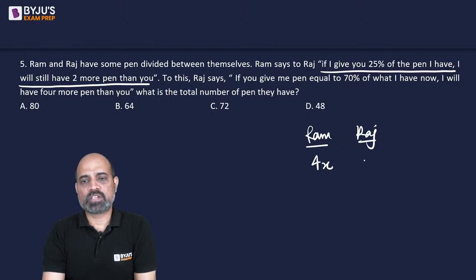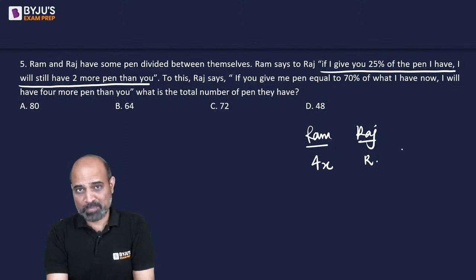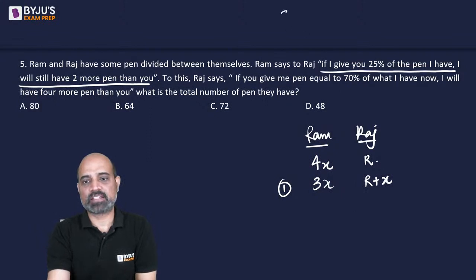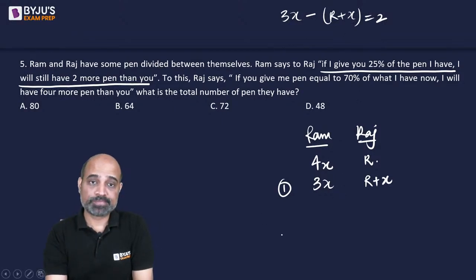And suppose Raj has R pens, because that's the relation we have. Now Ram says if I give 25% of the pens that I have, that is x from mine, so I will have 3x. This is the first case. And Raj will have R plus x. The relation given is that 3x minus (R plus x) is going to be 2. ये अभी भी 2 ज़्यादा है.